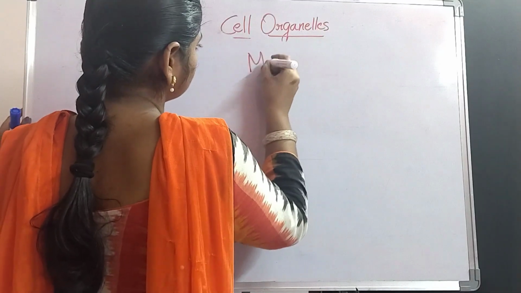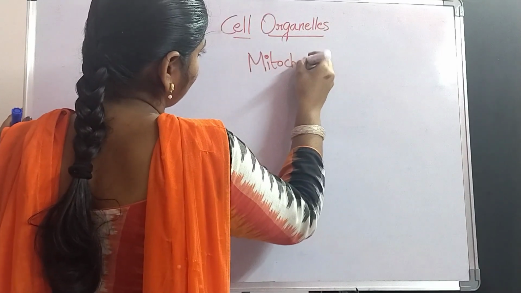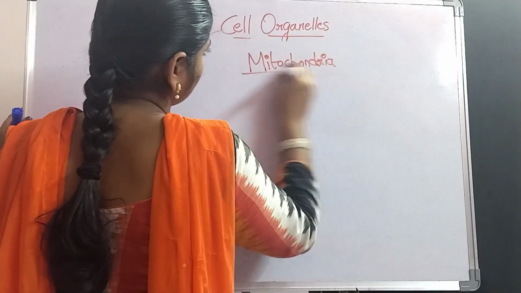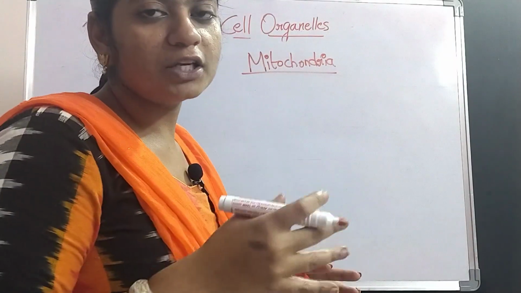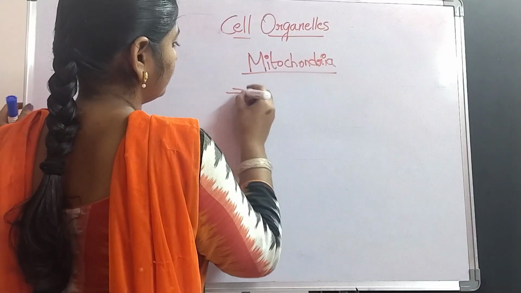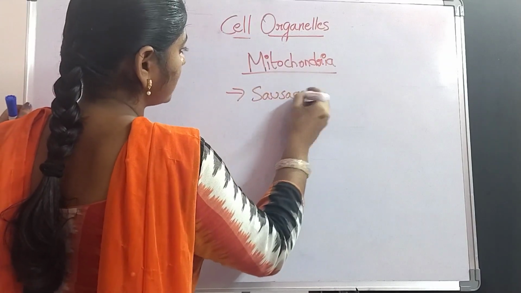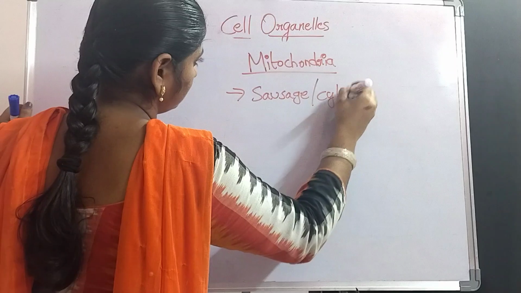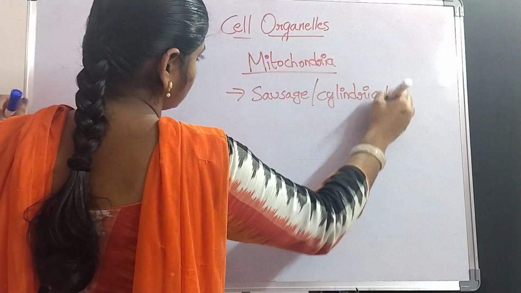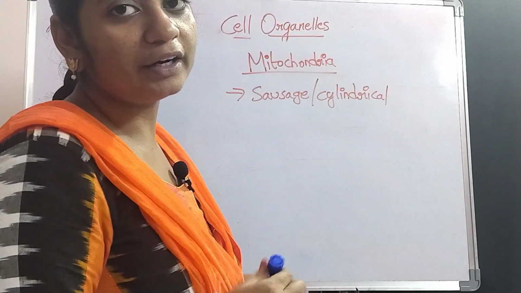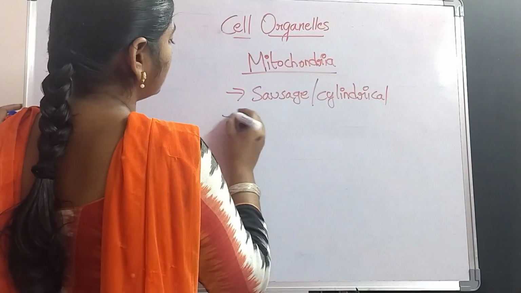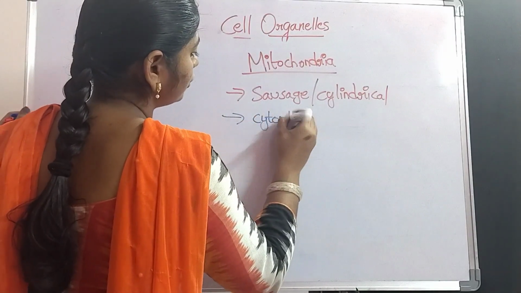Today in this video session, we are going to discuss the remaining cell organelles which are present in the eukaryotic cell. And now we are going to start with the mitochondria. The mitochondria is sausage or cylindrical in shape. Where is the mitochondria observed? The mitochondria is observed in the cytoplasm of the eukaryotic cell.